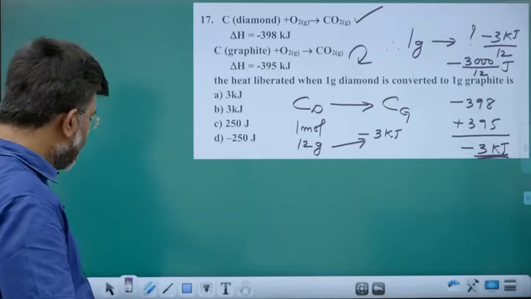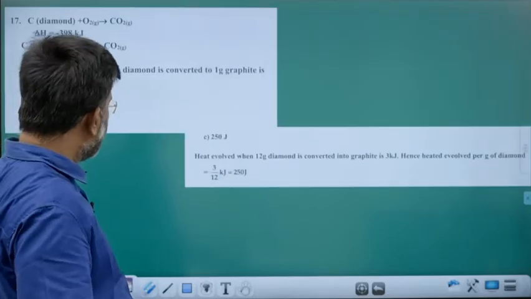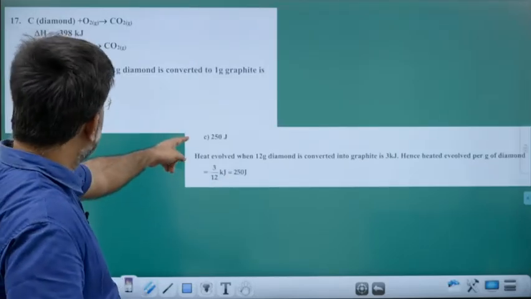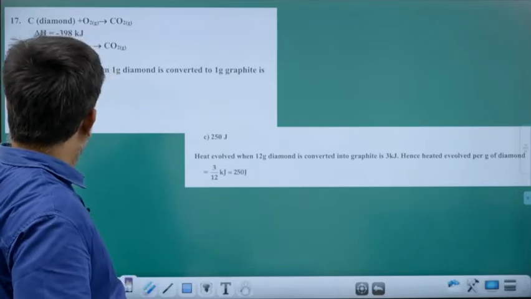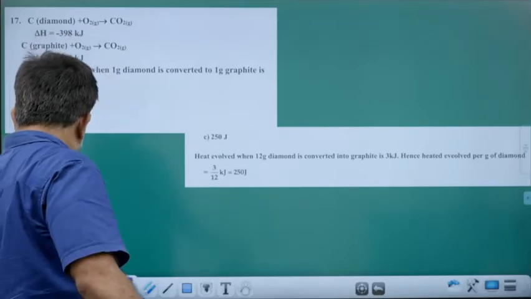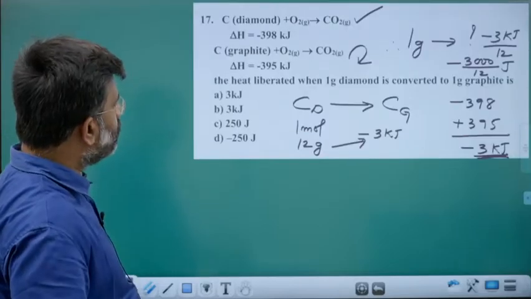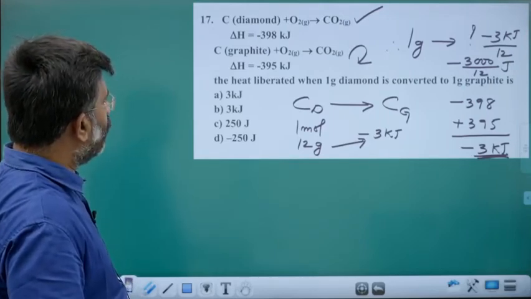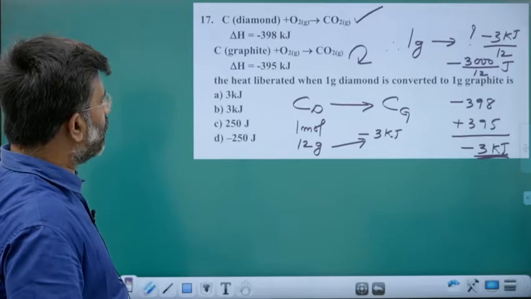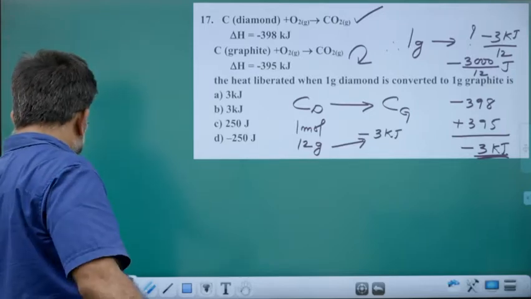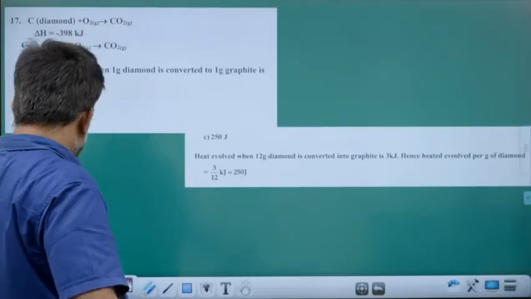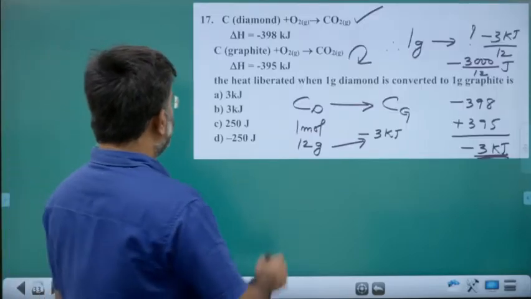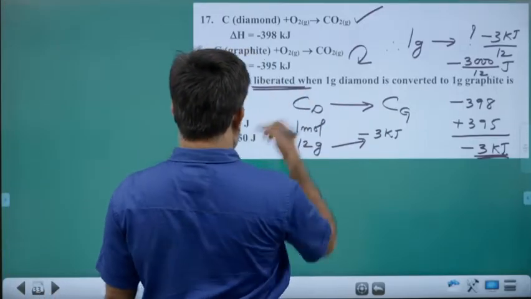Option D. Sorry, option C. The heat liberated when 1 gram diamond is converted to 1 gram graphite. Yeah, option C only. It is commented heat liberated.